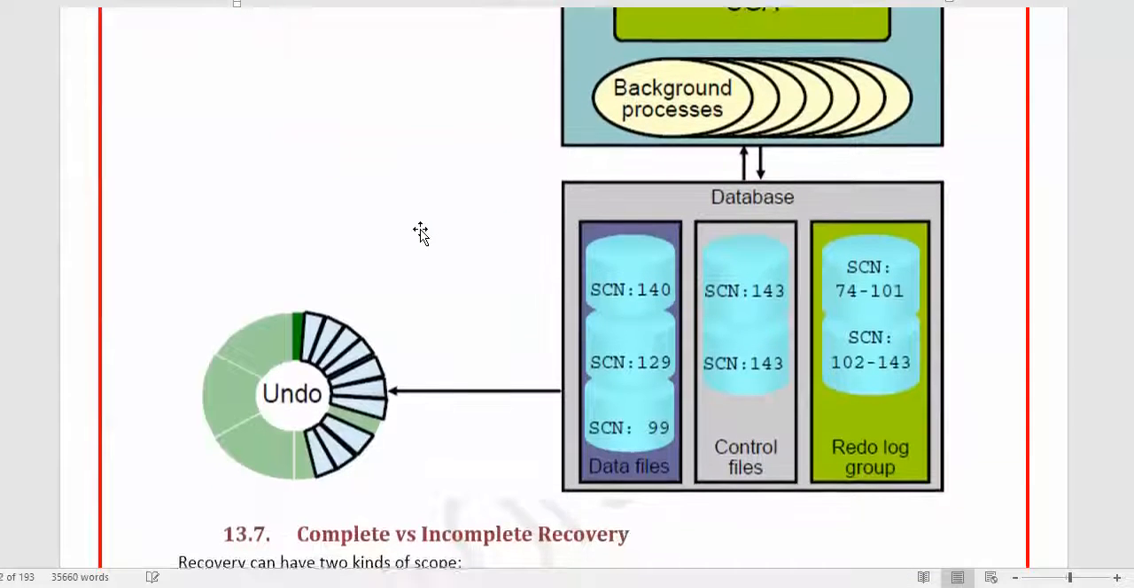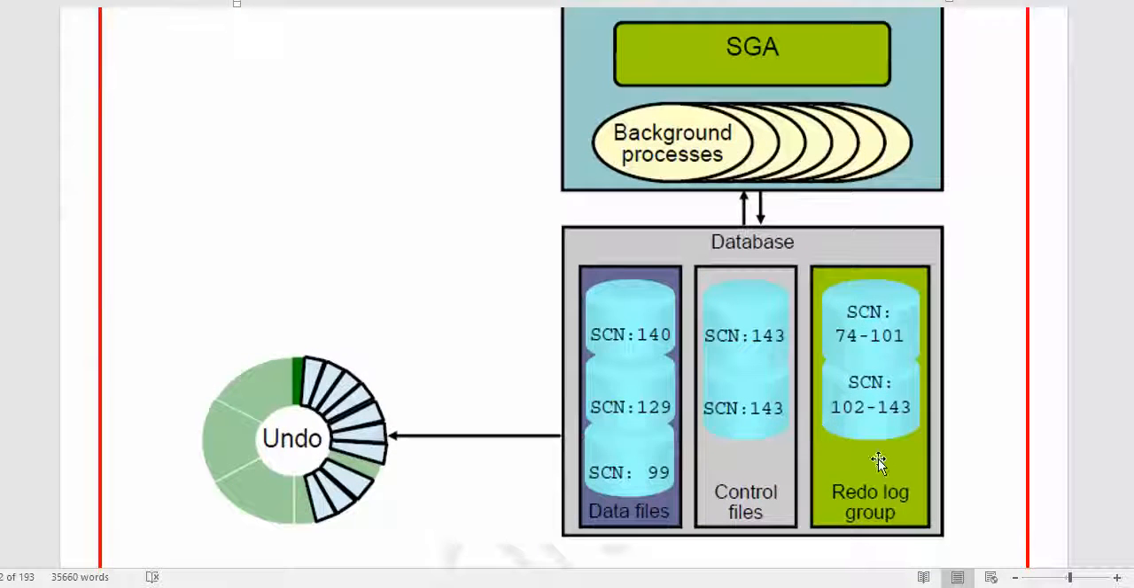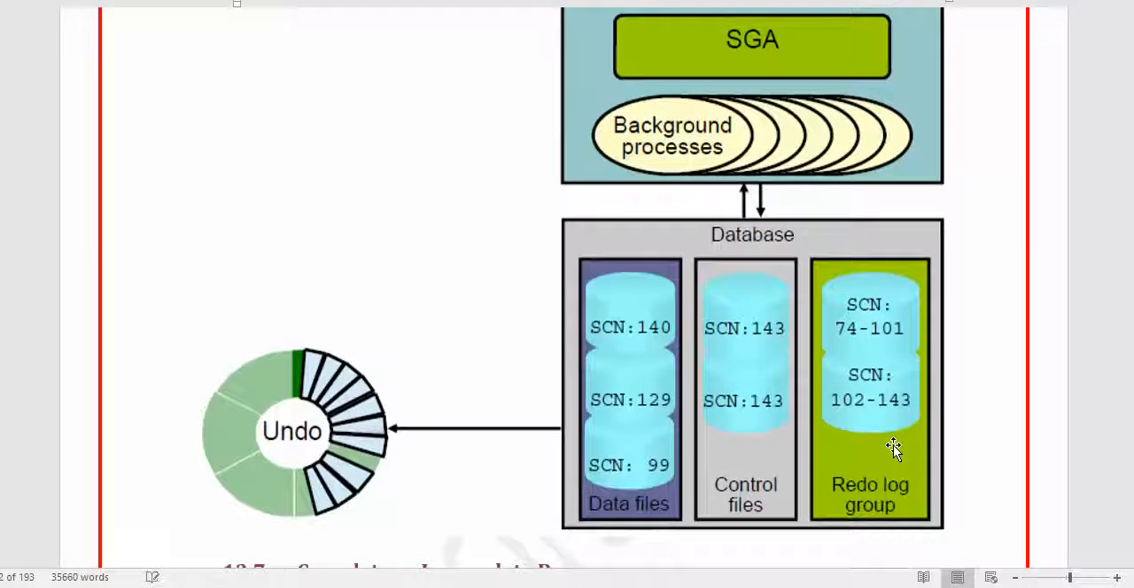See here, the data files, control files, and then the redo log group. If you see here, the SCN number in the control file is the latest, 143, and the same is available as the SCN number in the redo log group also. This is taken care of by the CKPT background process, right? If the data file is not at the latest SCN number, that is, 143 is not yet there, then when the instance is coming up, it identifies that this needs recovery. Then it picks up all the transactions between 140 and 143, and executes all those transactions with the help of redo. That is called roll forward.